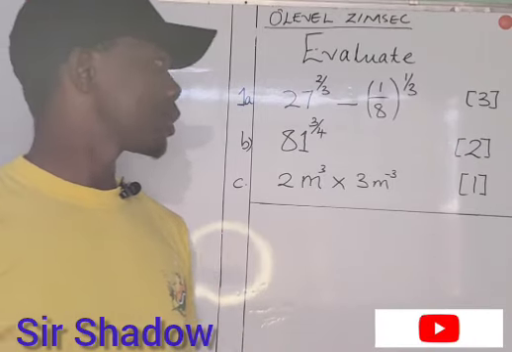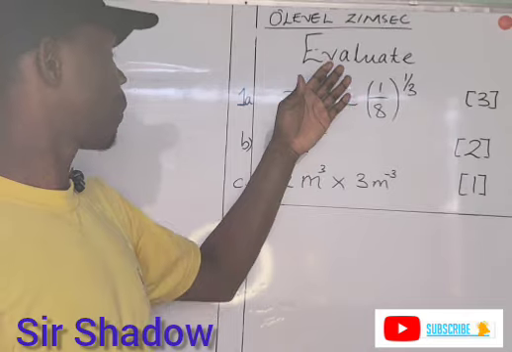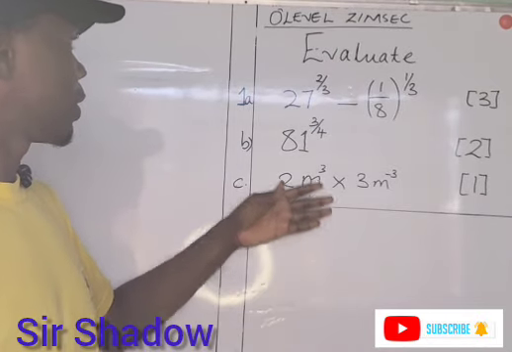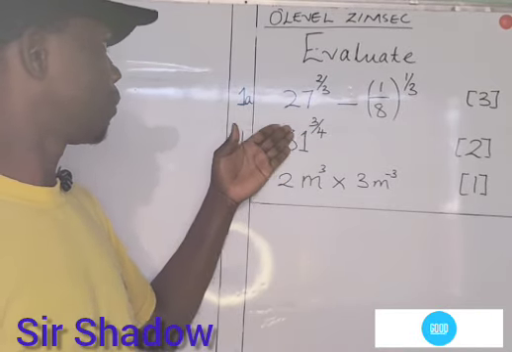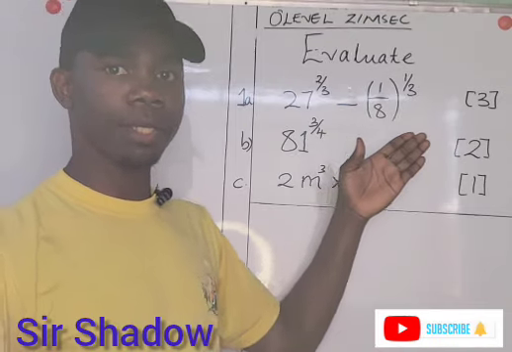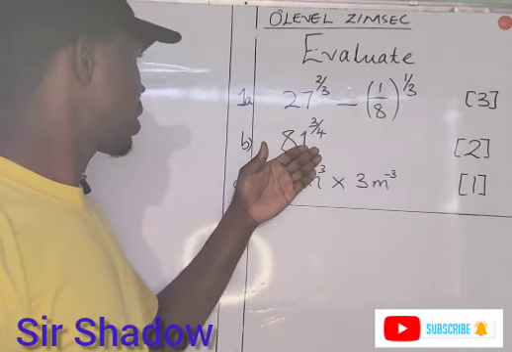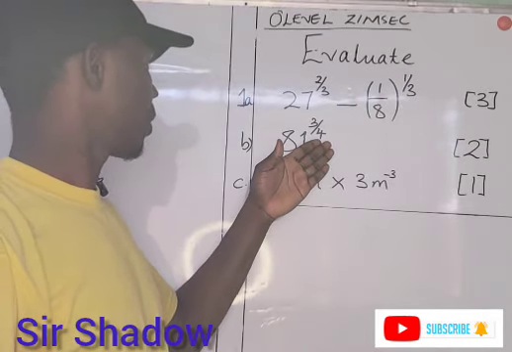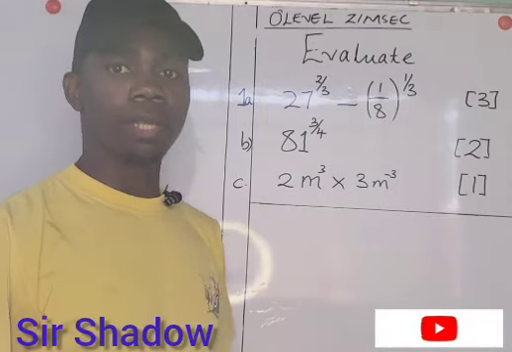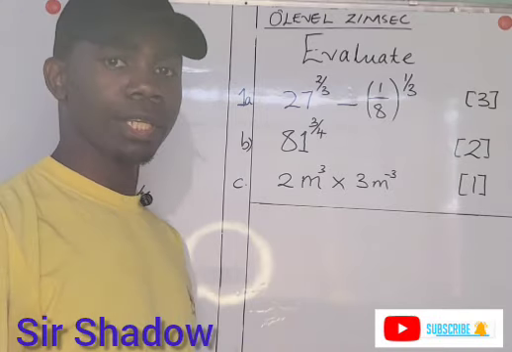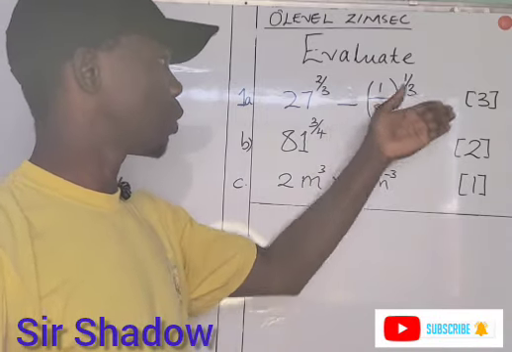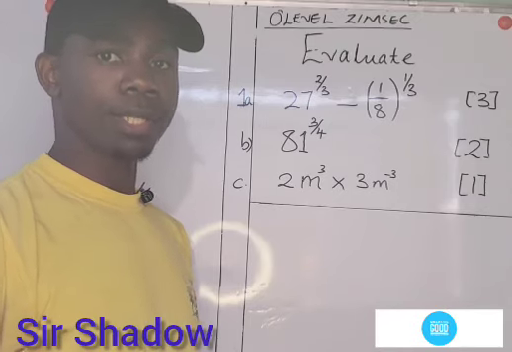So as you see guys, we are given these three questions. We are given the first part, which is question number 1A. Then we are given also question 1B, then also question 1C, and we ask you to evaluate all these three questions.